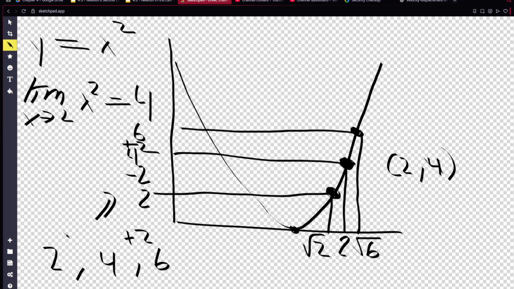So the precise definition of a limit states that right here, when there's 2, 4, 6, we see that there's an interval of plus 2, which we denote as epsilon. And here there's, I can't really calculate that mathematically, but there's a change in 6 minus 2, which is going to be denoted as delta.